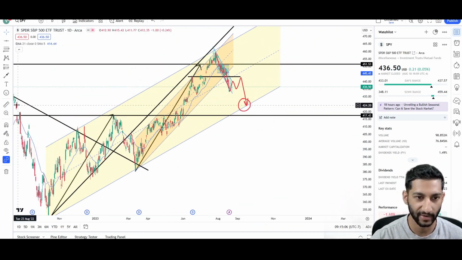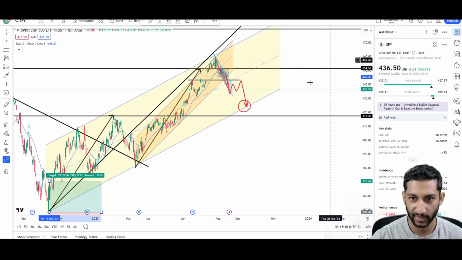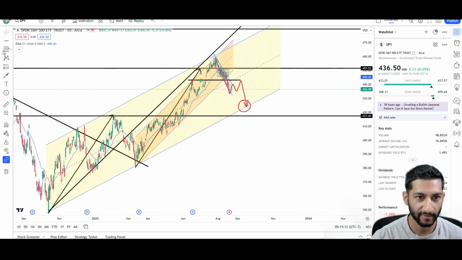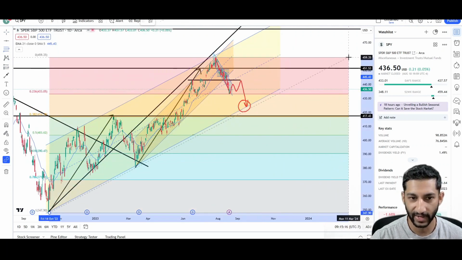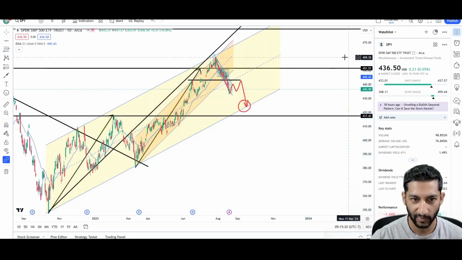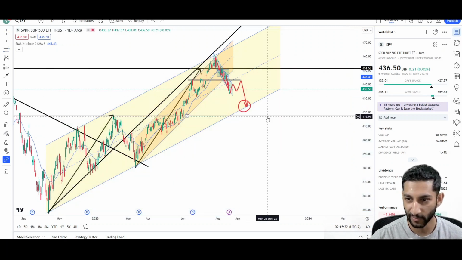So let's take a look at that right now. If we do a fib retracement, just to show you guys, from the lows to the highs, let me see if I can find the tool right here. The 382 retracement will take you right to the 417 level. So that's where I think we can go to. We just bounced off the 236, but I'm looking for this 417 level.